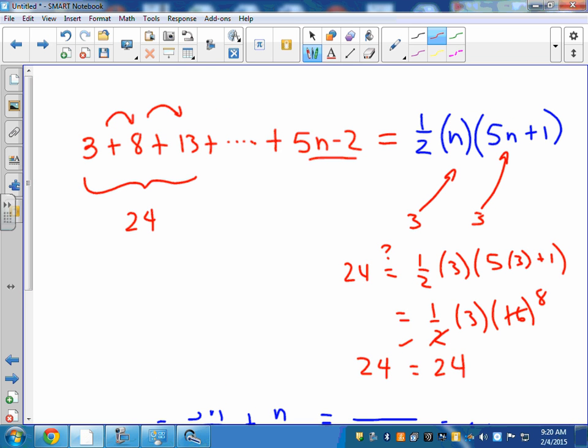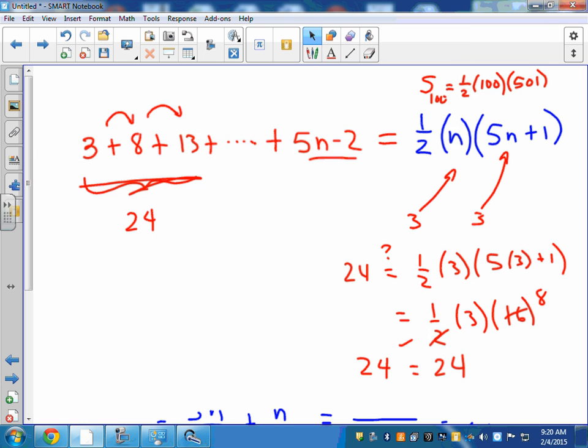Okay, so if I wanted to add up the first 100 numbers in this list, I could just go to here. S sub 100 is going to be 1/2 times 100 times, put 100 there, so that's 500 plus 1, 501. Okay, so that's the sum of the first 100 numbers in this list.